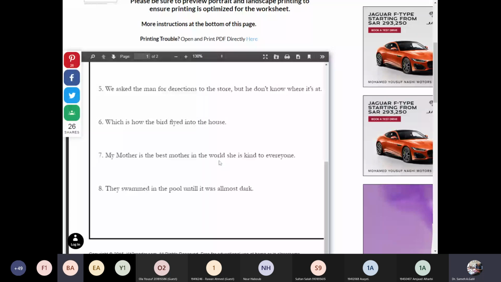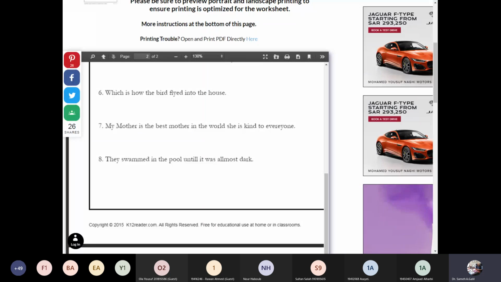Somebody said, can I? Go ahead. What's your name? Batul. Okay, go ahead. Flight. It must be fly or flying, which is how the bird flew. The past of fly. It should be flew, right? Okay, thank you, Batul.